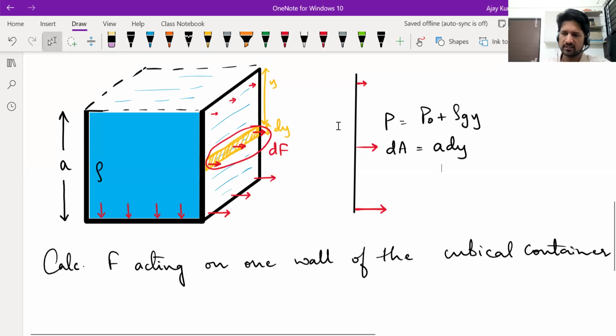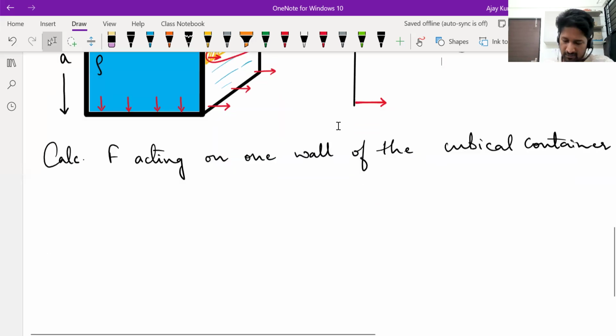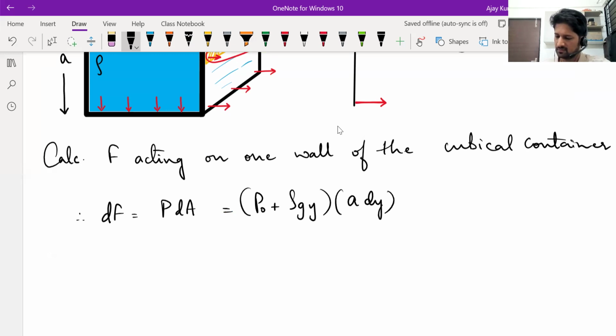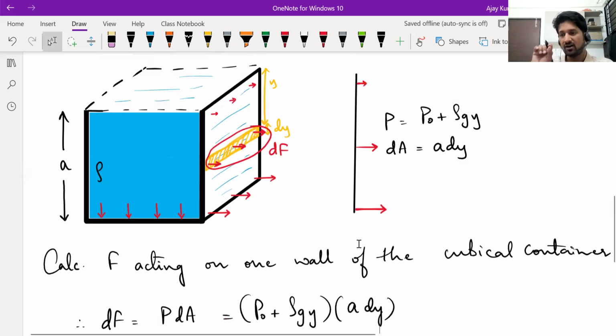We know the pressure on the element, we know the area of the element. Multiplying them will give us the force acting on the element. Therefore, dF becomes pressure there multiplied with area. Pressure there is P naught plus rho g y. y is a variable. From element to element, the y value keeps changing. Multiplied with area, which is a dy. That's all. And we know that all the dF vectors will be in the same direction because the surface is flat. On every element, the force will be acting in the same direction.